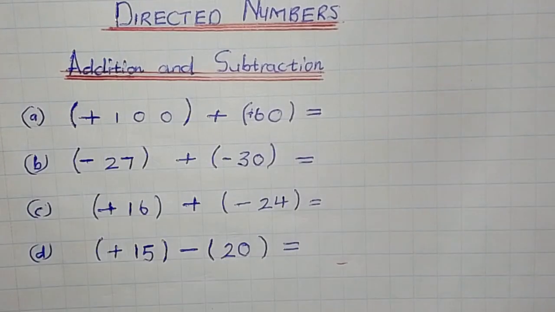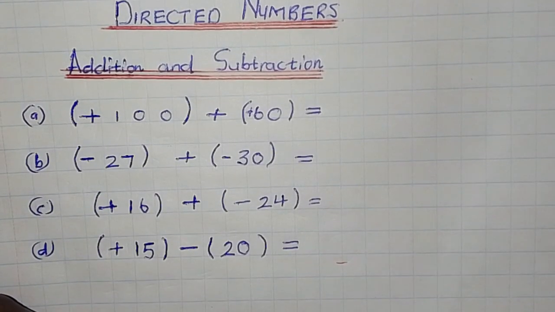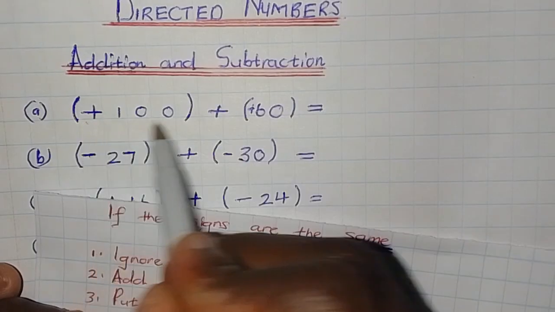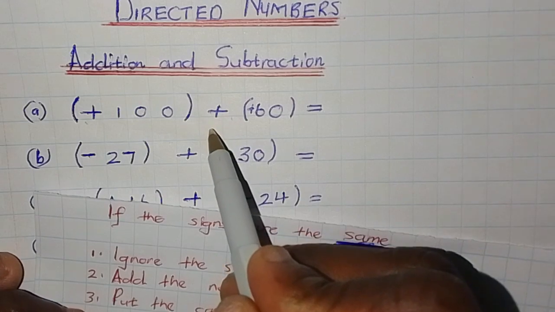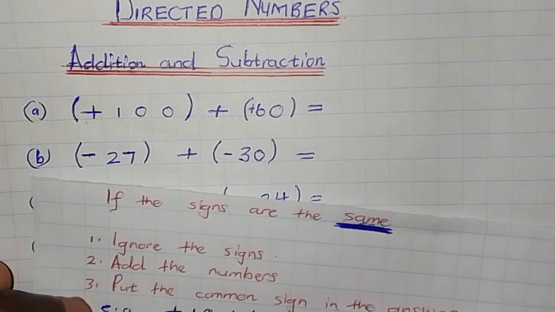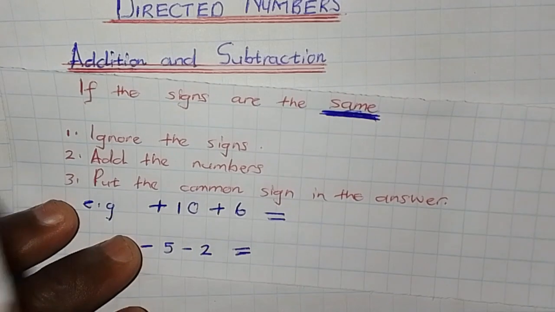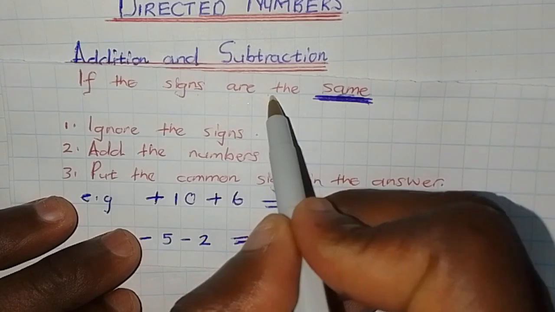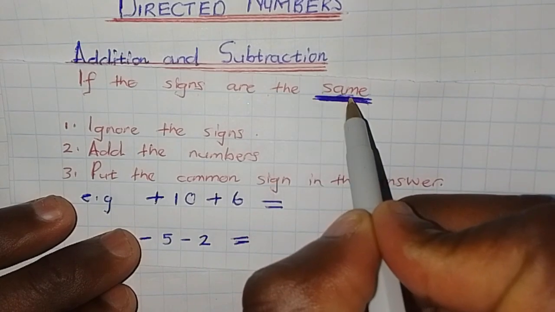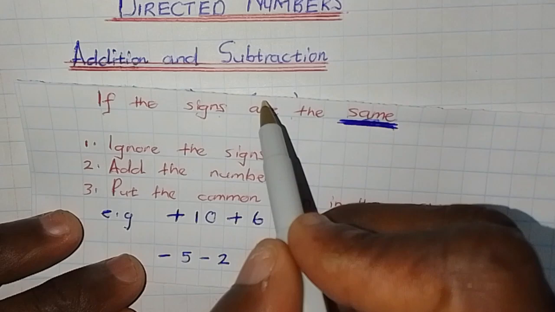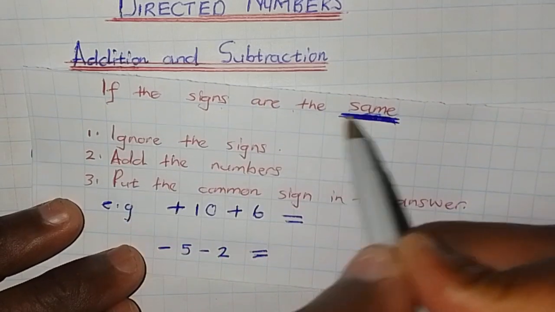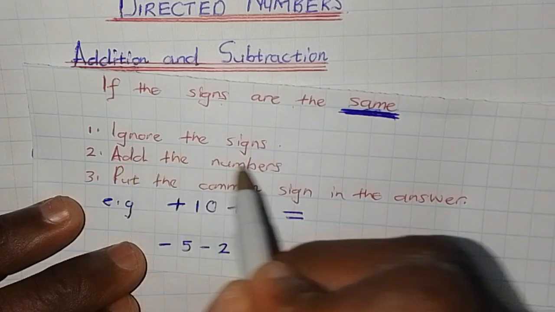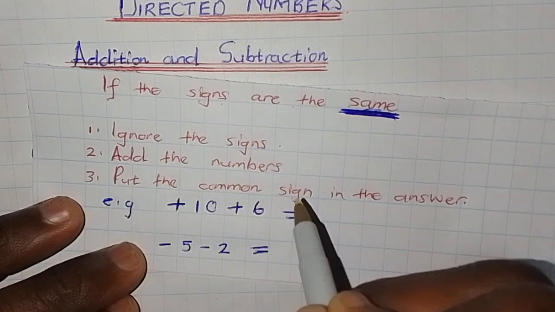Now back to what we were doing. After being able to simplify or remove these brackets, let's look at the trick that we are going to use for this method to work. If the signs are the same, and I'm sure you might need to copy this down, the first step is to ignore the signs, add the numbers, and put the common sign in the answer.